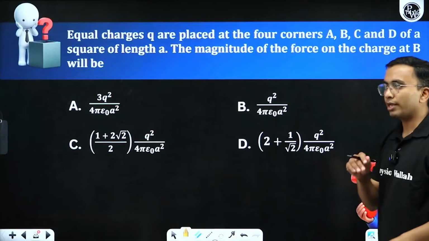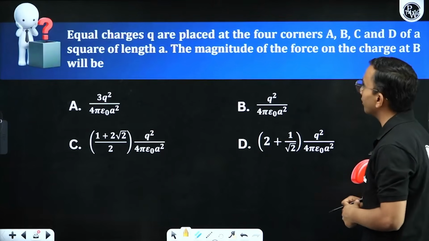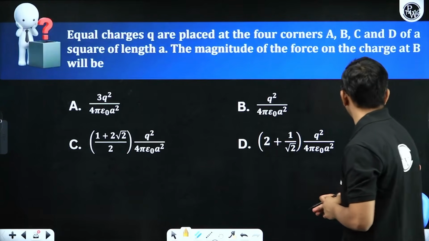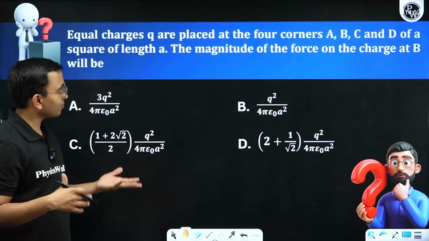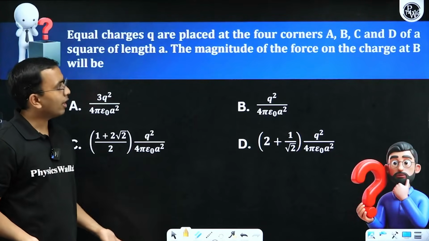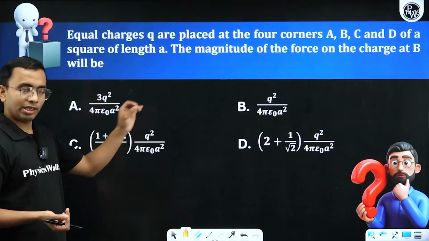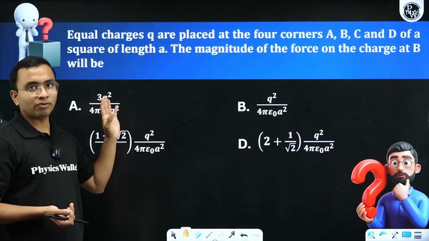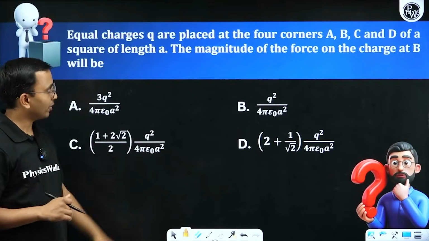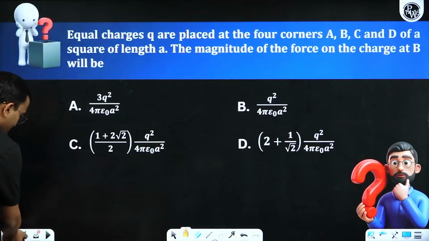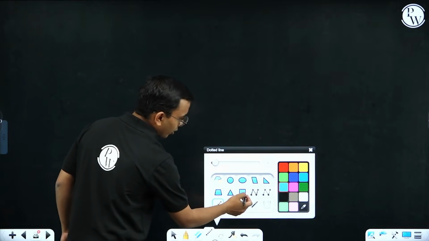Another question now. Read it out. Equal charges Q are placed at 4 corners ABCD of a square. The magnitude of force on the charge P will be. This is a simple question where we use the principle of superposition only. 4 charges are there and on any one of them we have to find the force. It is placed symmetrically, so the force on any one of them is the same. Let us do that. So let me select a square.